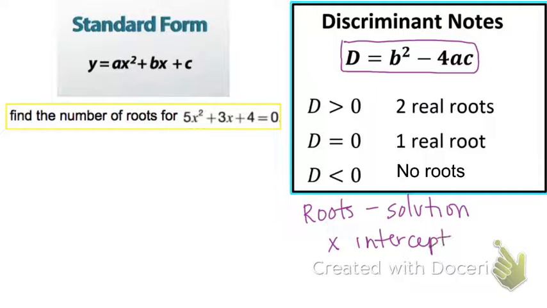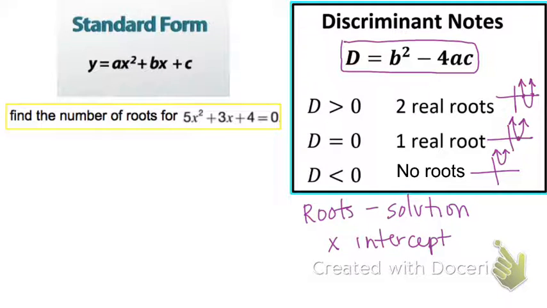So if the discriminant is greater than 0, so if it's positive, that means the parabola is going to cross the x-axis in two places. There's two x-intercepts, two roots. If it equals 0, then the parabola is going to cross the x-axis in one place. There's one root, one x-intercept. And if it is less than 0, so if it is negative, then it's not going to cross the x-axis at all. There's no x-intercepts.